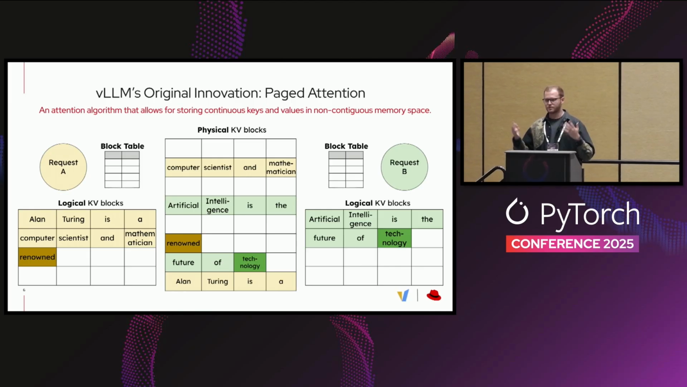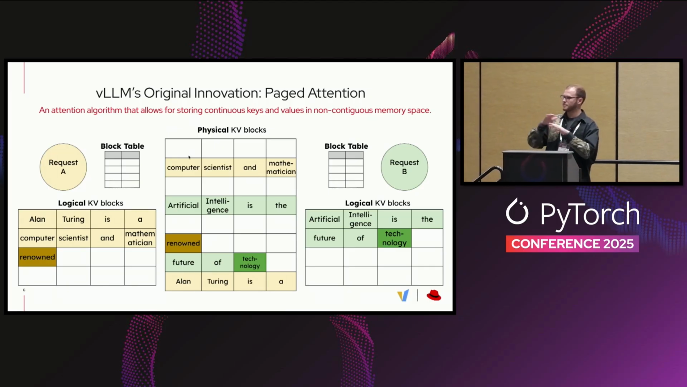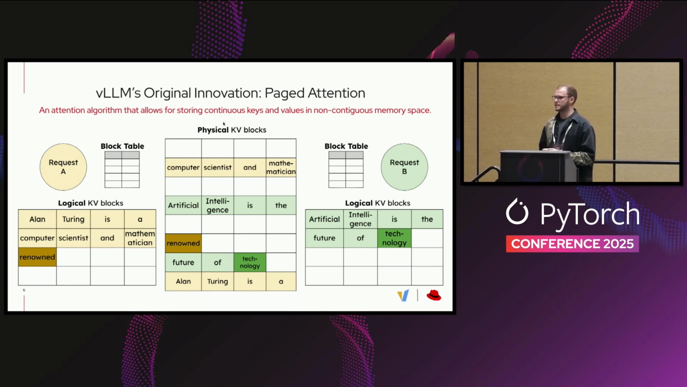So here's another representation of that. You have request A with its logical KV blocks and a block table, and you have request B with its own logical KV blocks and its block table. In the actual physical KV blocks, these are stored interspersed with each other, and that doesn't really matter. A really cool property of this is that once request A finishes, if request B turns out it needs to go for 20 or 30 more tokens in this really constrained case, it can just start running over the physical KV blocks that request A was using.